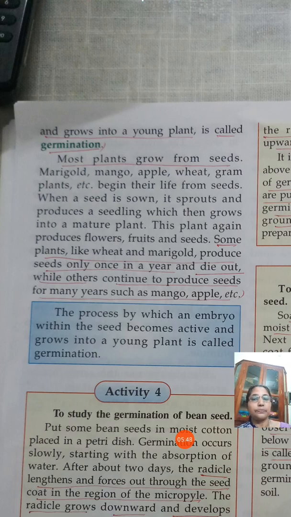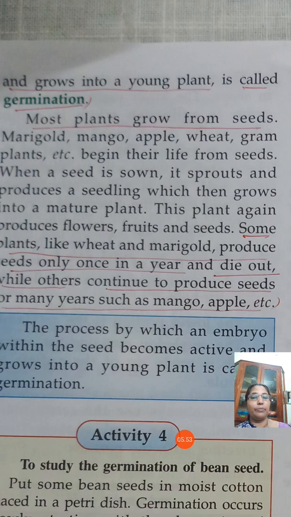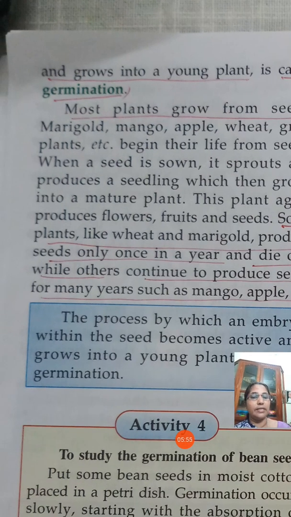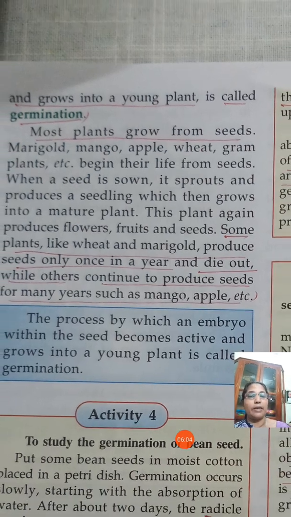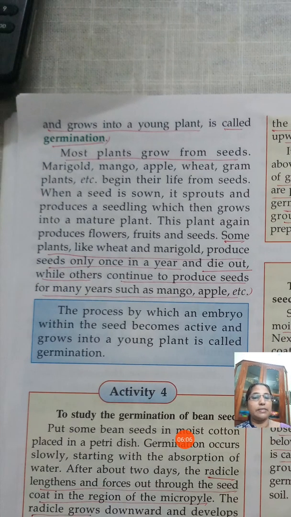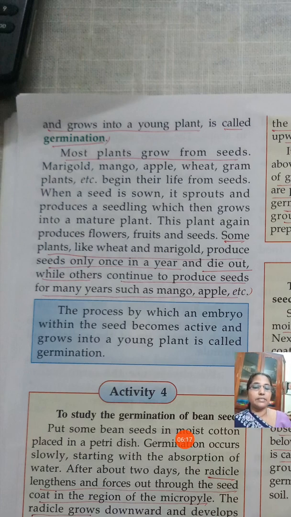Then, some plants like wheat or marigold produce seeds only once in a year. Only one time in their life they produce seeds. After that they die out. But many plants, especially big trees like the mango or apple tree, produce seeds for many years. These are some differences about the production of seeds.